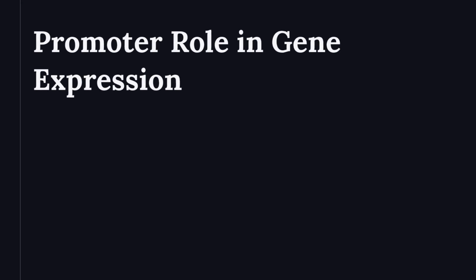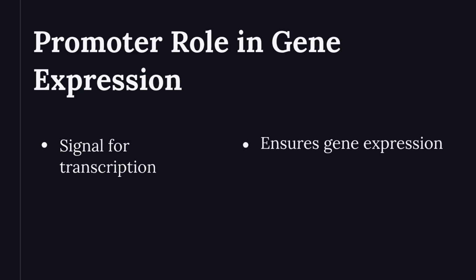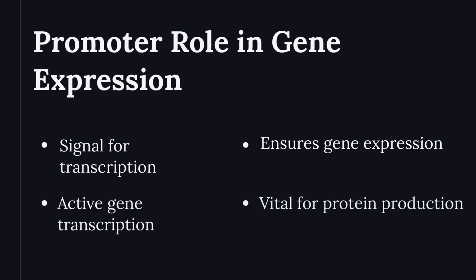Promoter sequences are crucial for gene expression in plasmids. They signal bacterial RNA polymerase to begin transcription. This ensures the inserted gene is actively expressed. Without a promoter, the gene wouldn't be transcribed or translated. Promoters are vital for successful protein production.